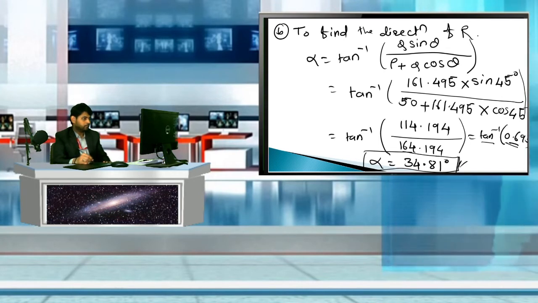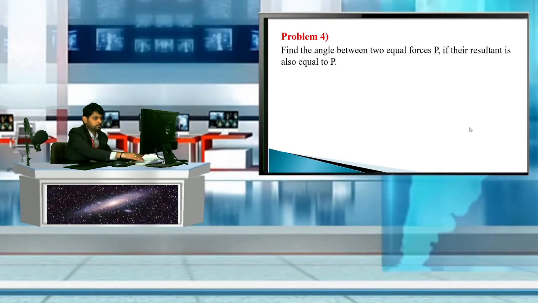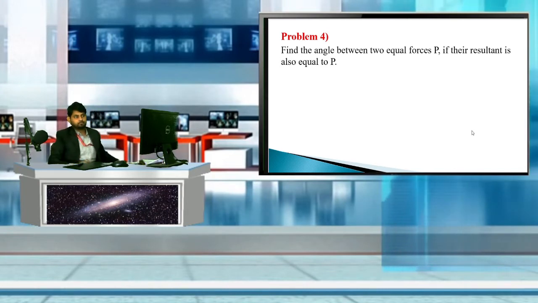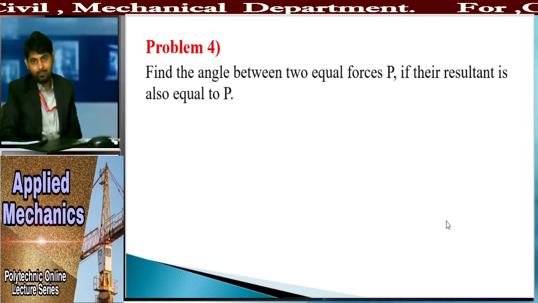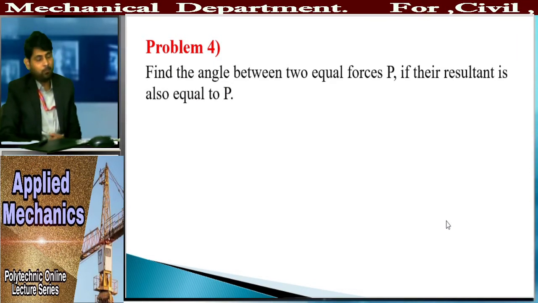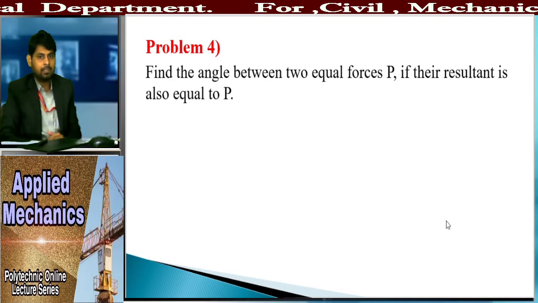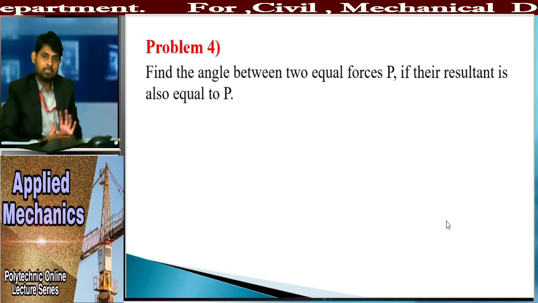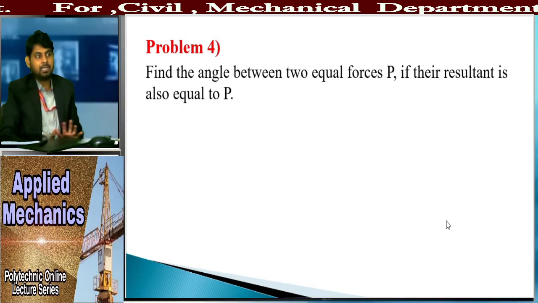Let's see another problem. So problem number 4, read the problem carefully. What does the problem say to us? Find the angle between two equal forces P if their resultant is also equal to P. See here, the problem is very short but complicated, right? This problem is in one sentence, in one line, but it is not that easy.